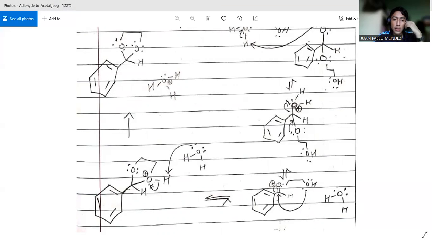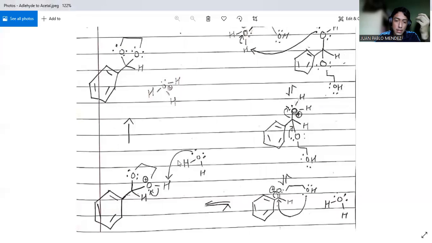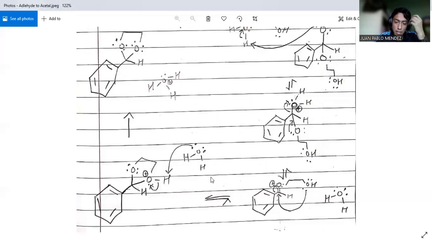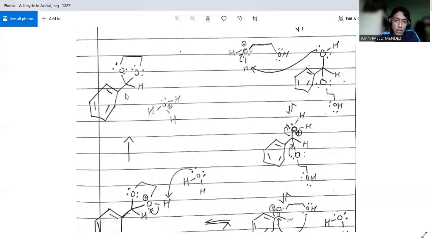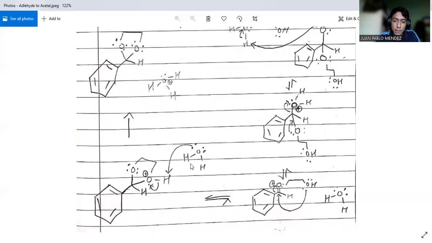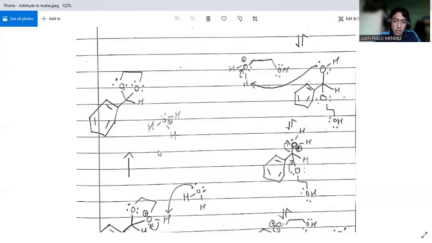And then an intramolecular nucleophilic attack by the terminal hydroxyl group results in the formation of the 5-membered ring, as you can see here. And then in this final step, we can see that the same water that is eliminated may deprotonate the positively charged oxygen here, which would form our acetal final product that we want here. You can see here the lone pair of the oxygen attacks the hydrogen, which would give us the acetal.